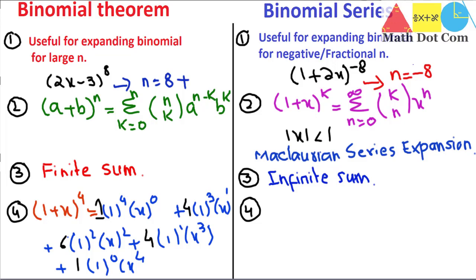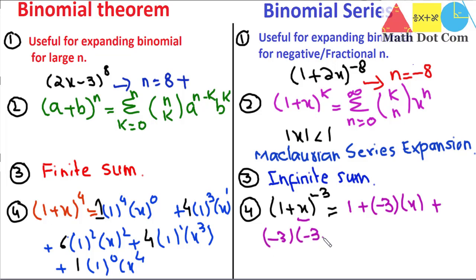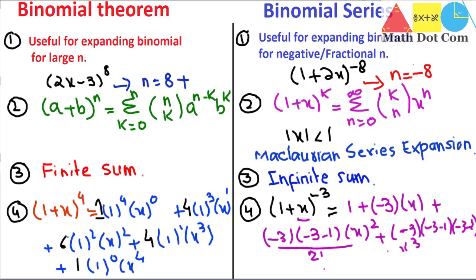Then we have the binomial series. How can we apply the binomial series? Let's see. If we have the binomial (1 + x) with the power minus 3, then how can we do this? You can expand it as 1 plus minus 3 times x, and then plus (-3)(-3 - 1) x^2 divided by 2 factorial, plus again (-3)(-3 - 1)(-3 - 2) x^3 divided by 3 factorial, and so on.